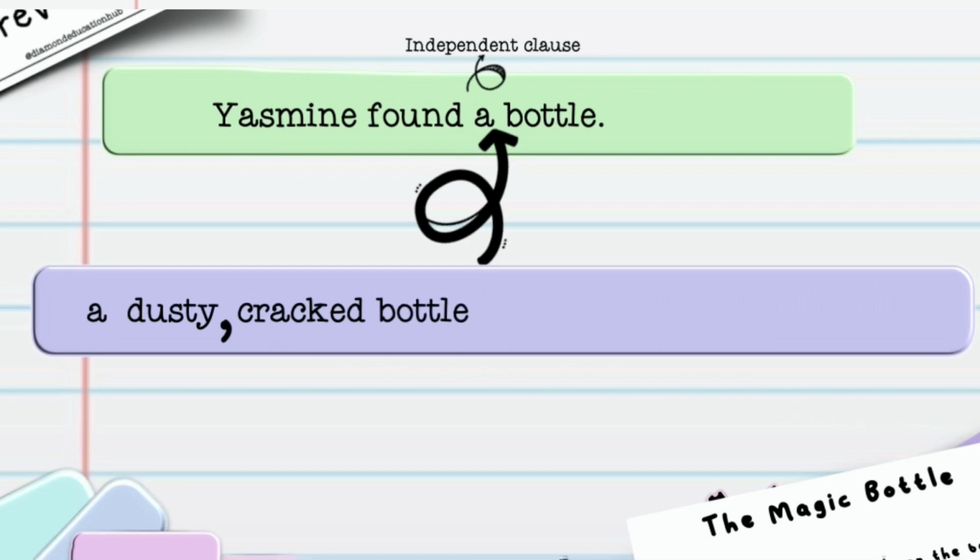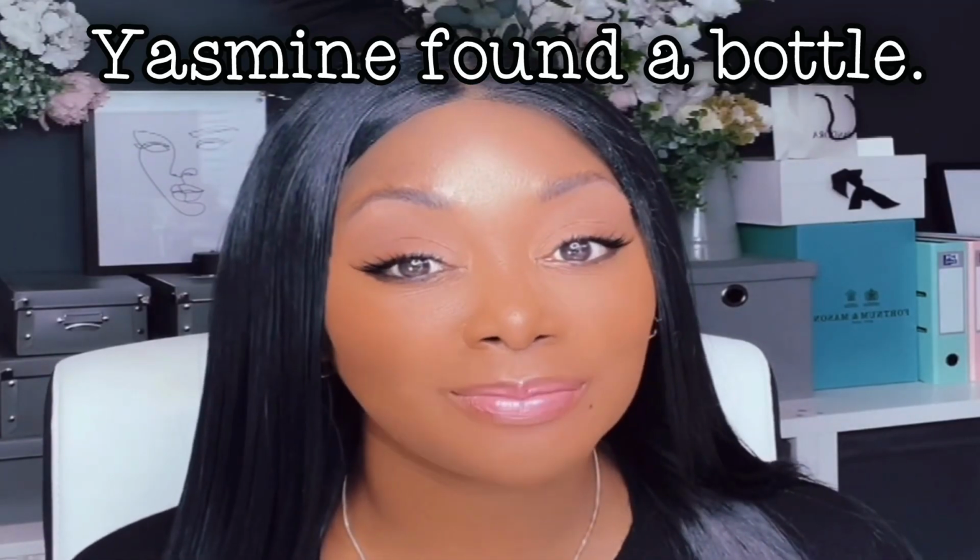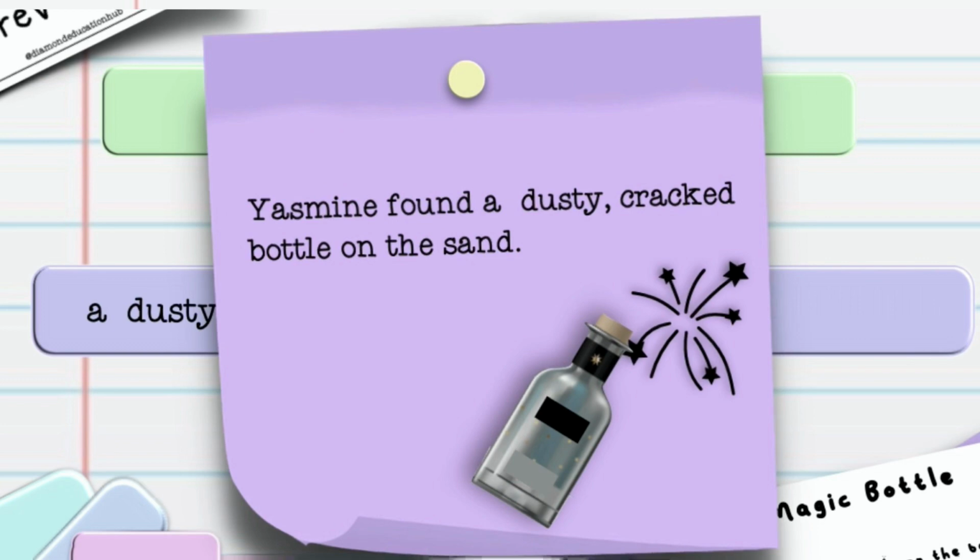And to complete the expanded noun phrase, we are going to add in a prepositional phrase. We are going to use, on the sand. So, the whole expanded noun phrase will look like this. A dusty, cracked bottle on the sand. So this sentence could look something like this. Yasmin found a dusty, cracked bottle on the sand.